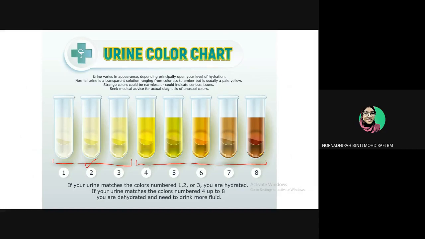Dan kena beware lah, so apa maksud dehydrated kat sini? Kita kurang air. So what you need to do is drink more fluid, take more water. We have to focus on water, not the Coca-Cola, not the Pepsi, not the air yang manis-manis, okay? Sebab we need the water actually. Okay, so kita patah balik.